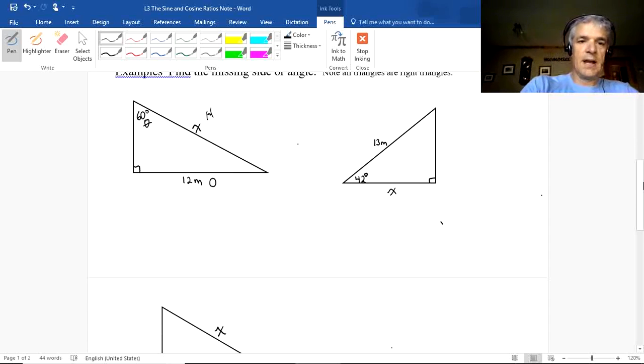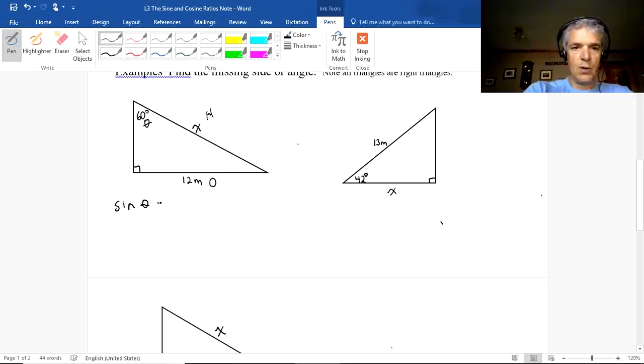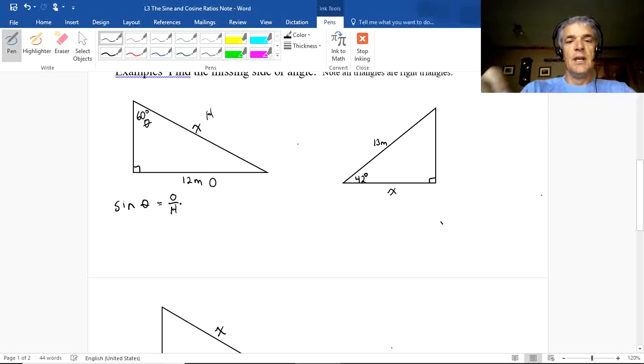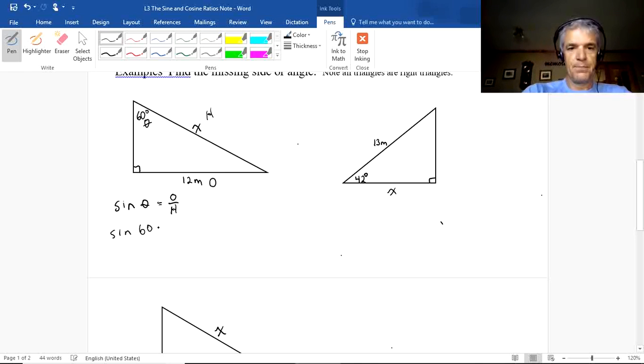So I write down my equation: sine theta equals opposite over hypotenuse. And now the next thing I want to do is substitute in the values for each of these things. So theta equals 60, hypotenuse is x, and opposite is 12. So I go sine 60 equals 12 over x.